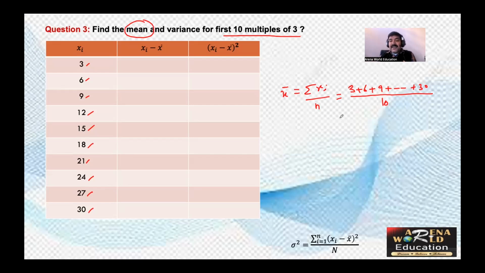So here, what will be your mean? It will be simply 3 plus 30 divided by 2, and that is equal to 16.5. So 16.5 is the required mean of the first 10 multiples of 3. Right? Now, the second one is variance.